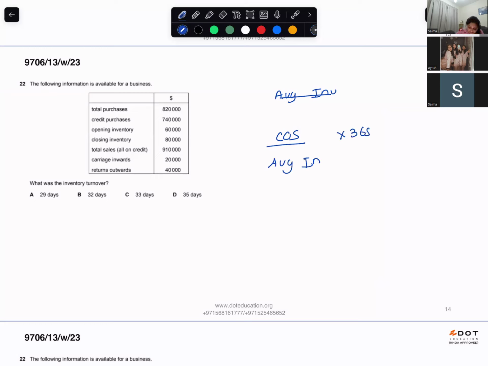What is the cost of sales? We need to calculate it. Okay, average inventory you can calculate, right? Yeah, average inventory is 60,000 plus 80,000 divided by 2, so it's 70,000. Cost of sales would be opening inventory plus purchases plus carriage inward. Return outward is purchase return, right? Yeah. So minus purchase return minus closing inventory.